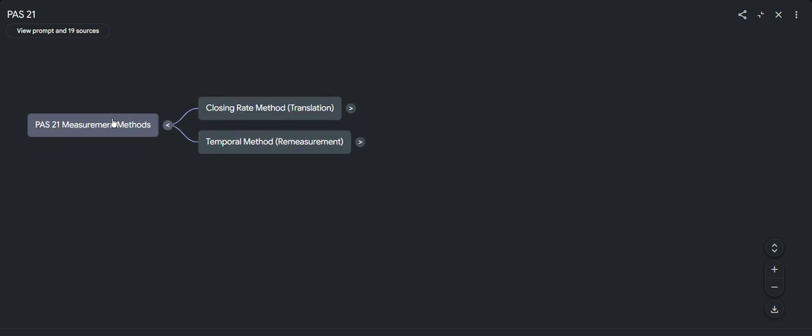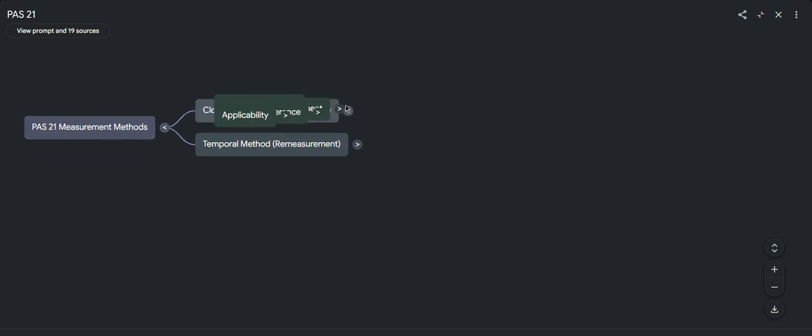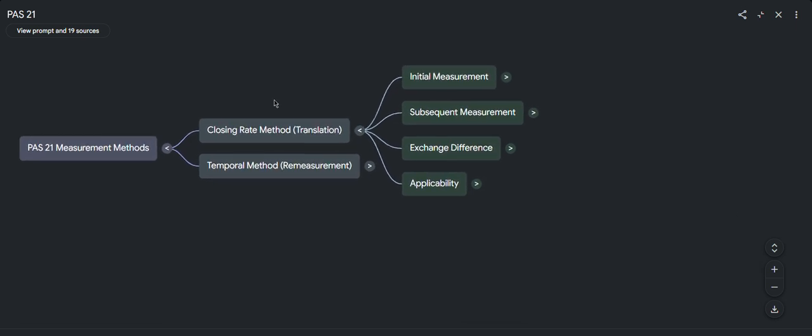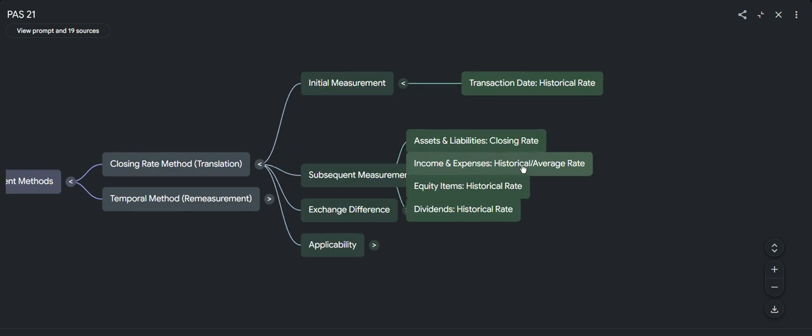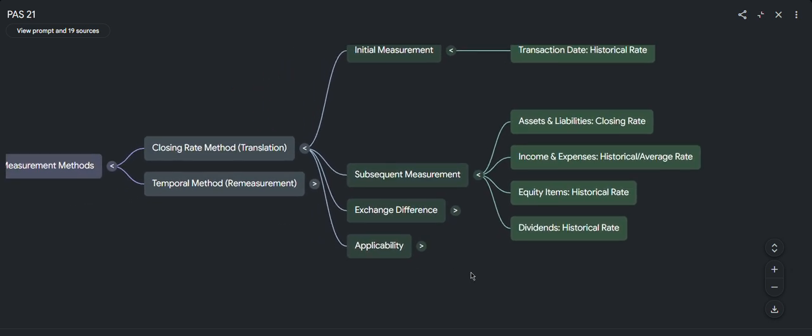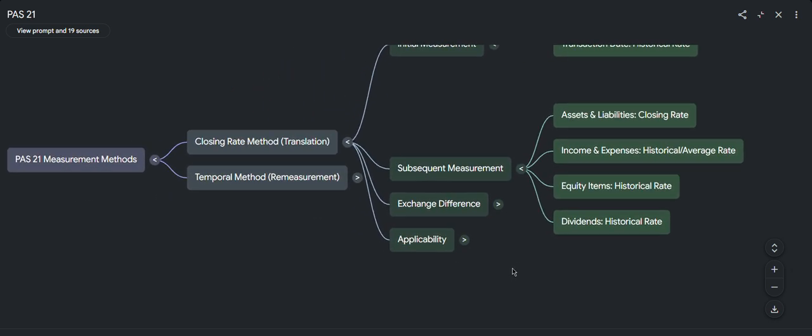So under the closing rate method, the main question is about the measurement, exactly the initial and its subsequent measurement. In initial measurement, it just focuses on the transaction date or historical rate, while its subsequent measurement is broader in scope.